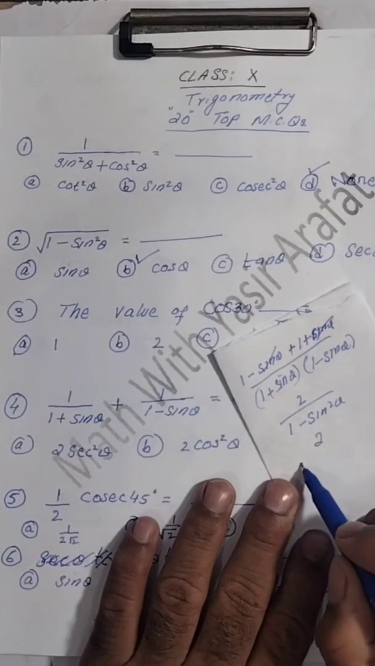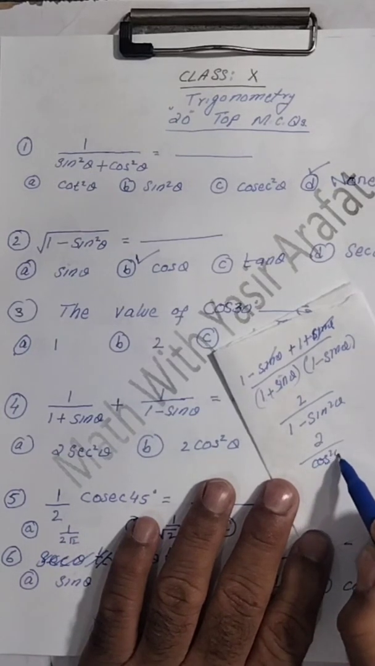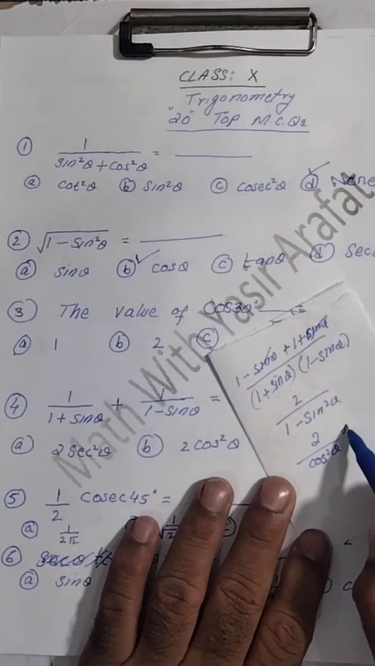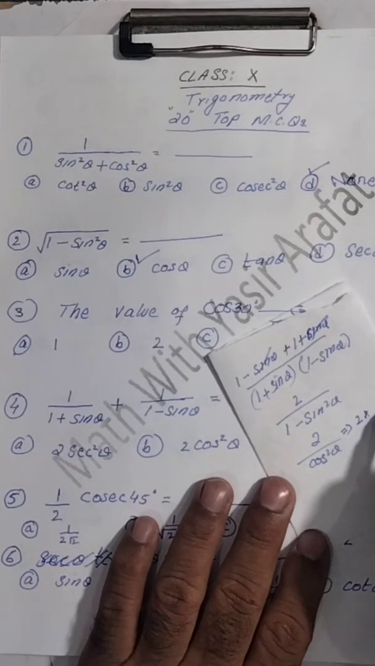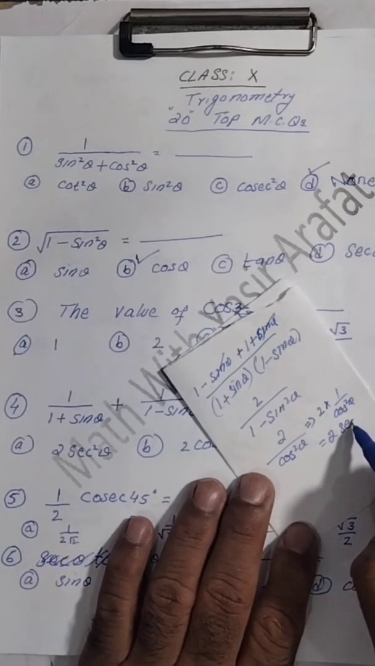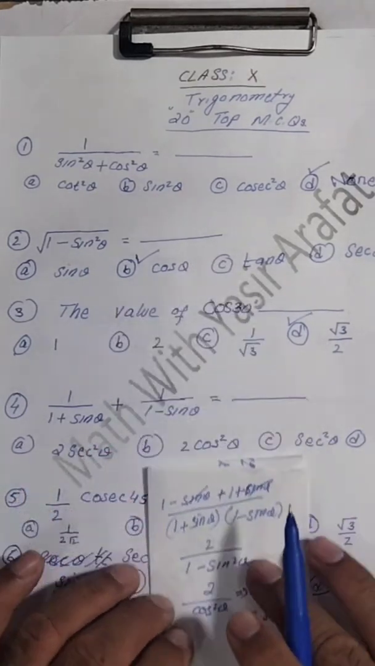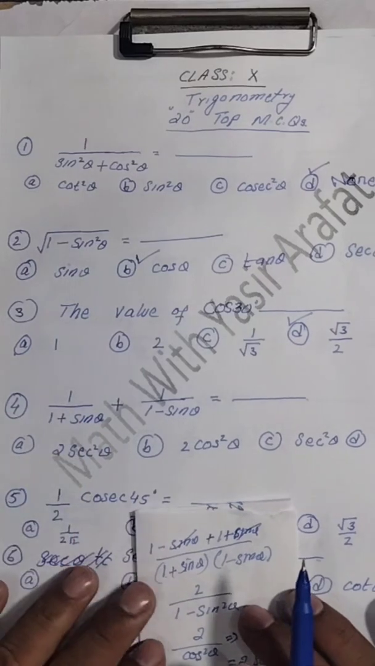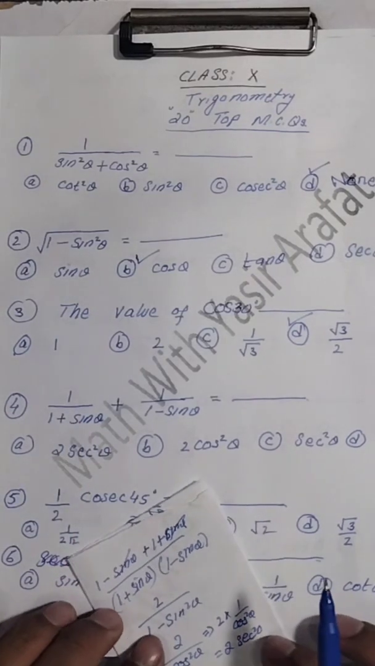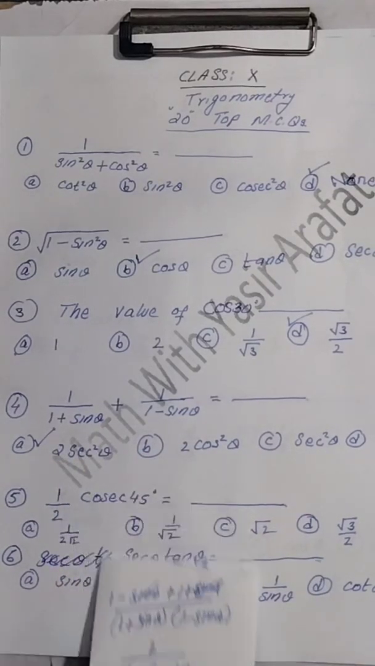And we know that 1 minus sine square theta equals cos square theta, and we can write down 2 multiplied by 1 upon cos square theta. And 1 upon cos means sec theta, and 1 upon cos square means sec square theta. So its value is 2 sec square theta. So our result is 2 sec square theta. Its correct option is A.